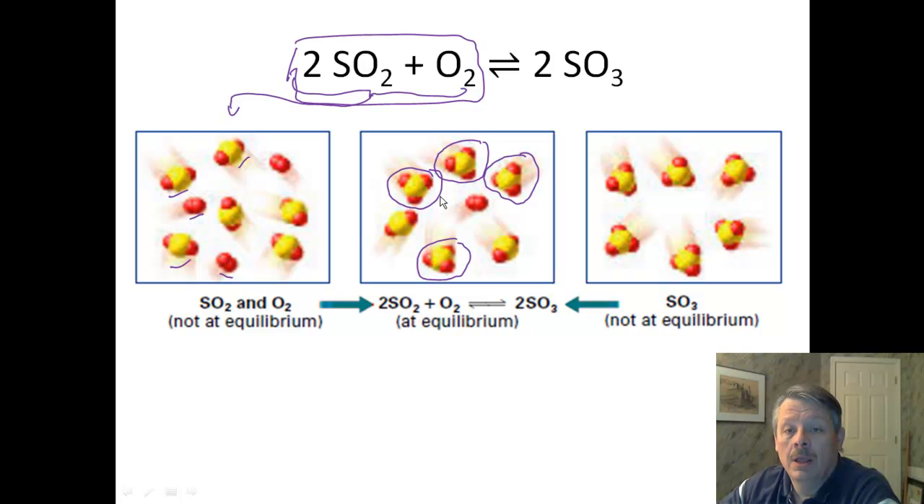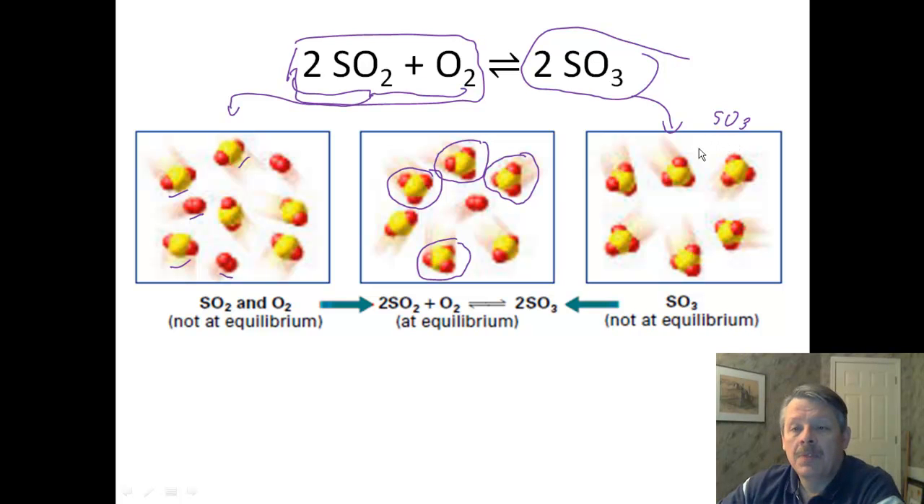Where if, for example, these guys combine, then some of these are going to decompose back into the sulfur dioxide and oxygen. Similarly, had I started with a complete box or container of SO3s, all of these are SO3s, sulfur trioxide, then it is going to move the opposite direction so that some of them break up.